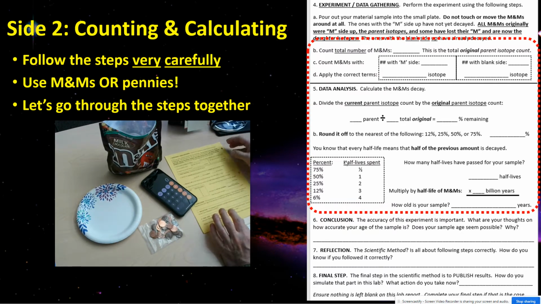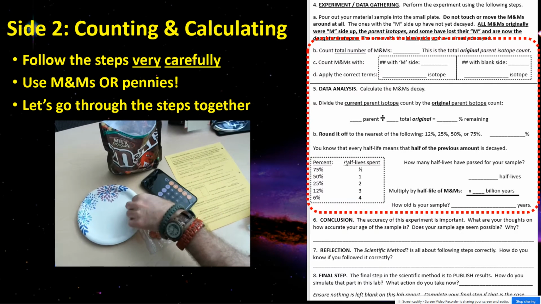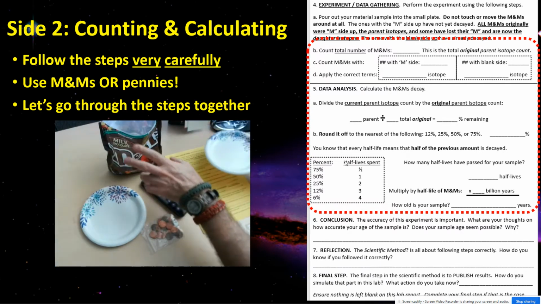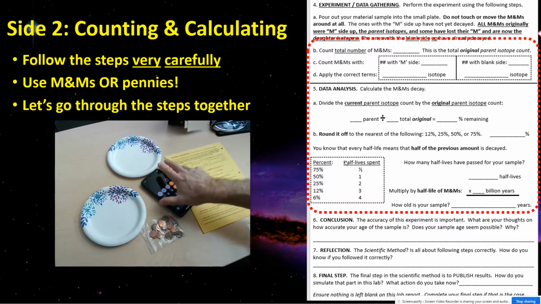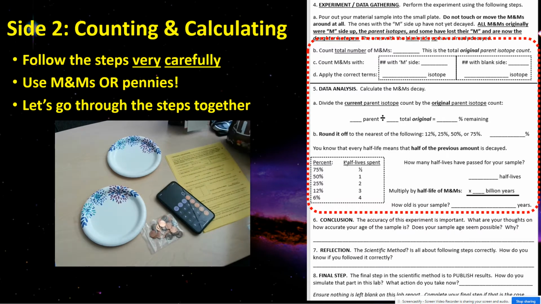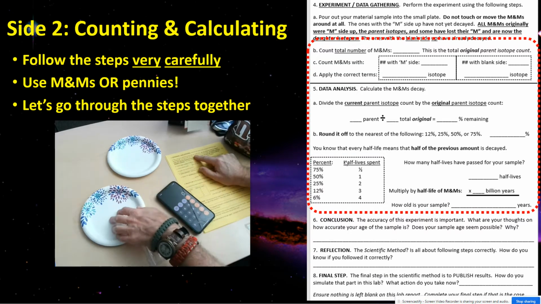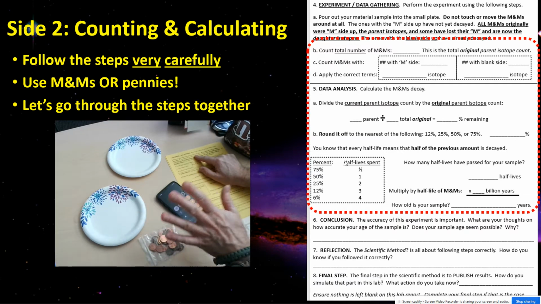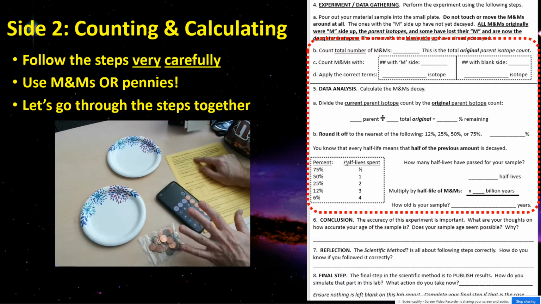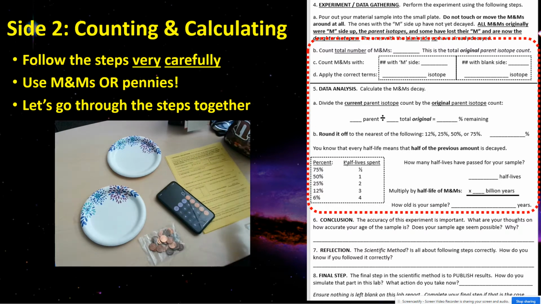Here we go. I'm going to use pennies in one tray, and I'm going to use M&Ms in the other. I'm going to do them both so you can see how either one, both of them work just fine. Okay, so let's take a look at our procedure. Up here on your paper, number 4, it says pour out your material sample onto a small plate. Don't touch or move the sample around at all once it's settled. The ones with the M side up.